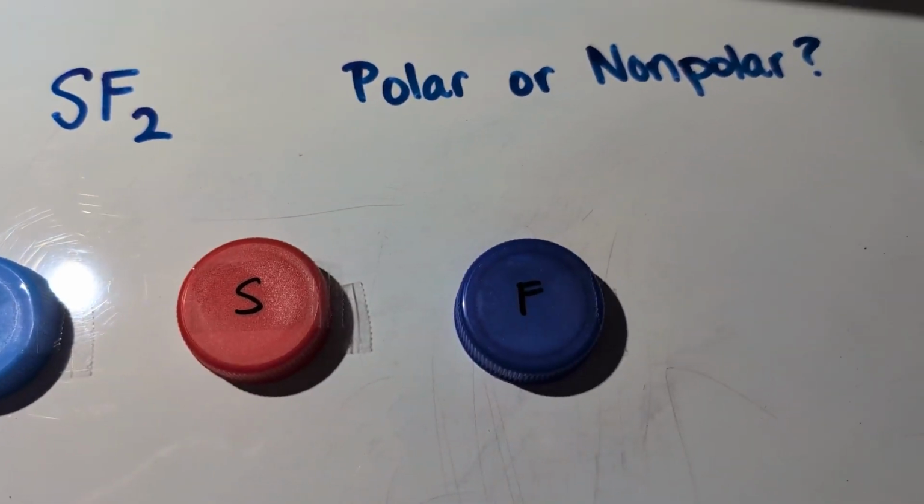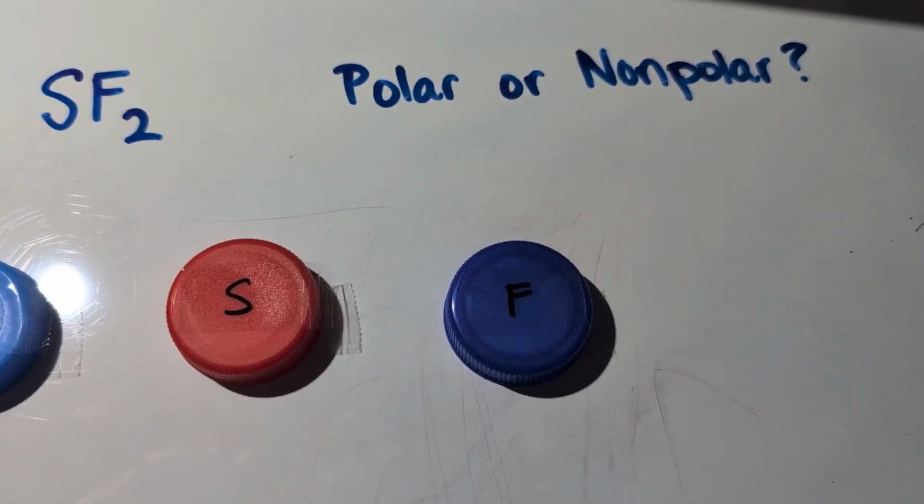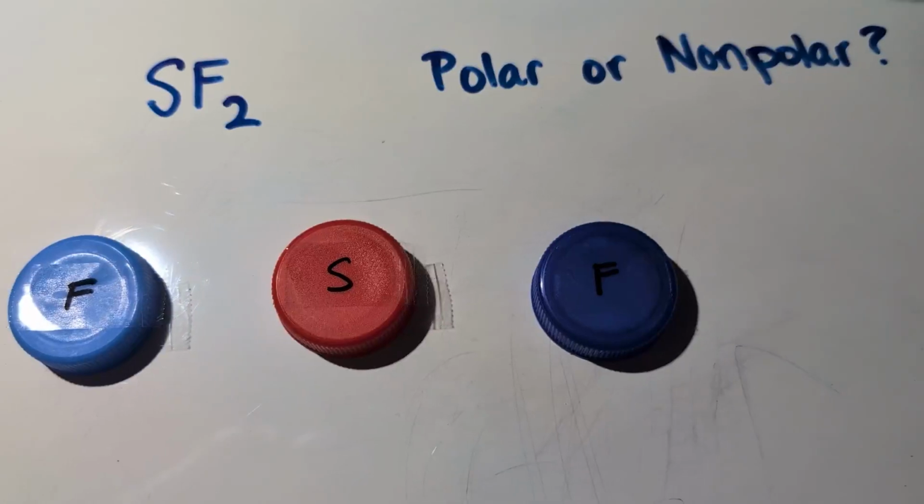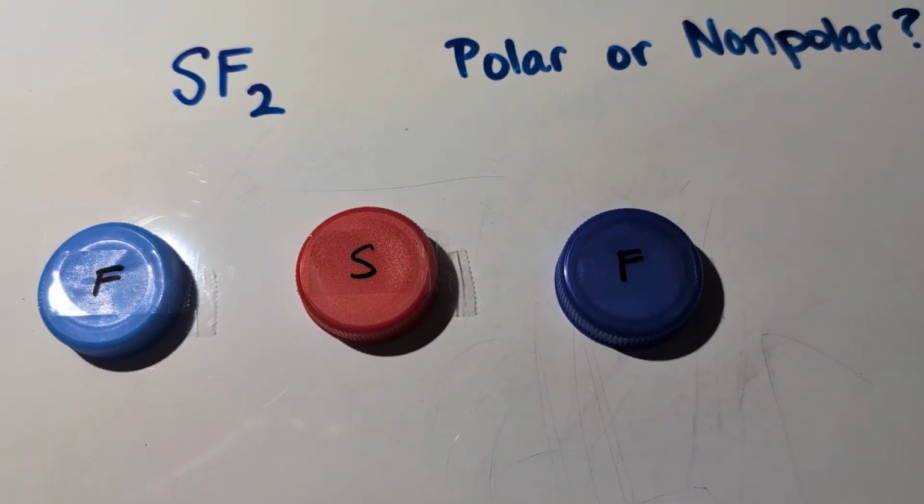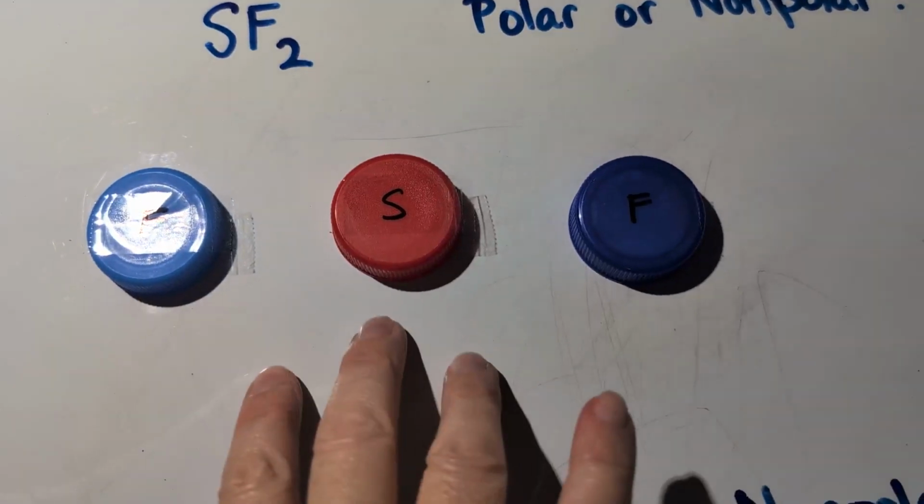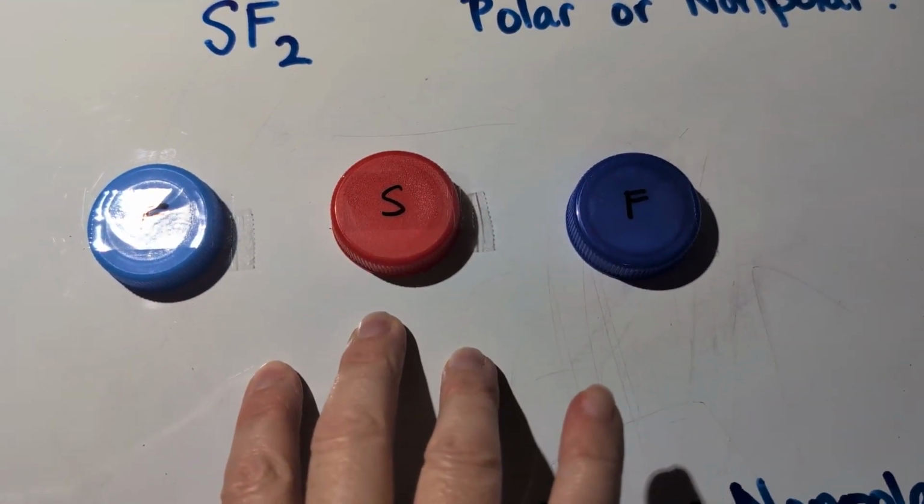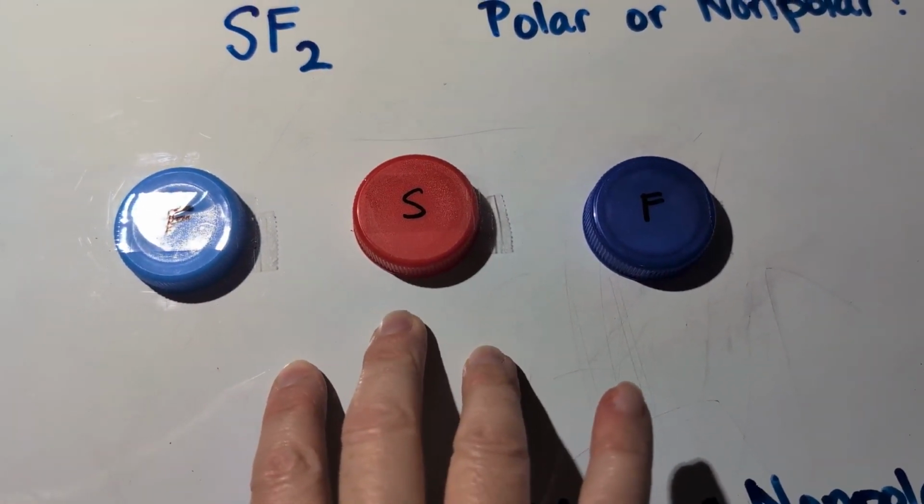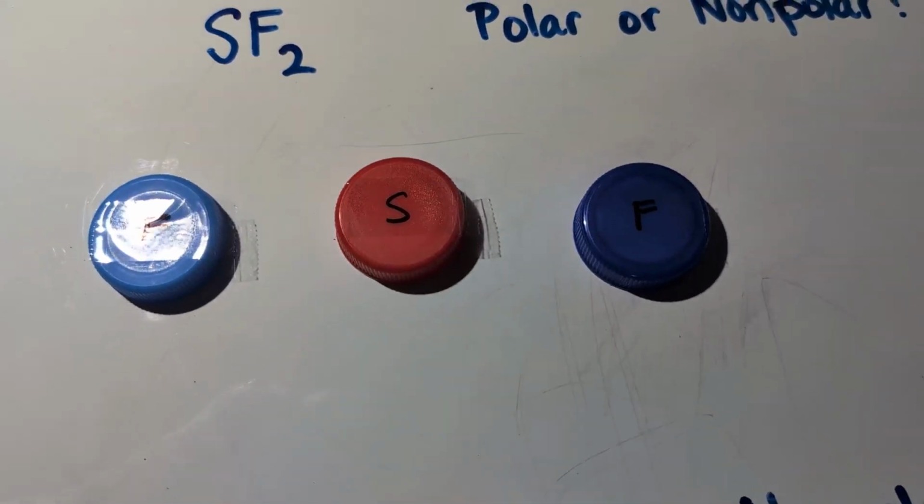This is example 5.5 from Discovering Design with Chemistry. And this problem asks, is SF2 polar or nonpolar? So this was one of the comprehension check problems, number 12, so you should already know the shape, but just in case you didn't, we'll go ahead and fill this out real quick.